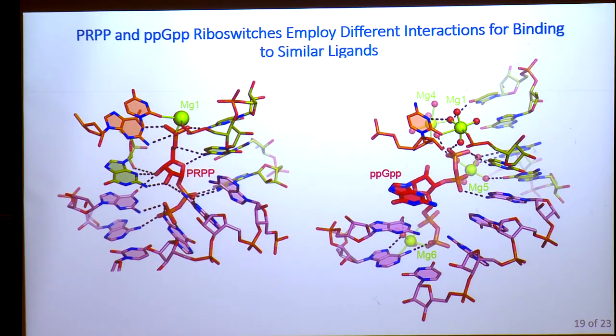In the PRPP riboswitch, the ligand is making about 10 contacts with the bases within the ligand binding tunnel, and it's mediated by only one magnesium cation. However, in the PPGPP riboswitch, the ligand is making only 4 contacts with nucleobases, and there's many more magnesium-mediated contacts.